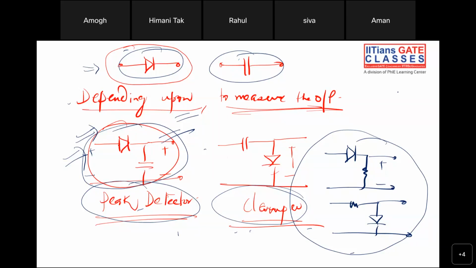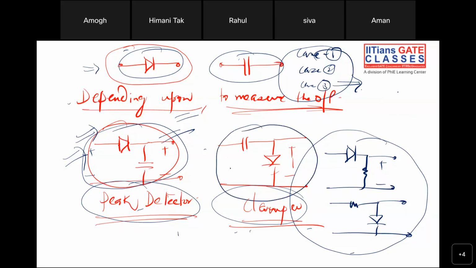Okay, so basically, this is perfect. Case 1, case 2, case 3, this is semester, right? In the semester we write all these things. In IES you have to write all these things, but in GATE you must also know what is the main condition, the important condition associated with this clamper circuit. Can somebody tell me what is the important condition associated with this clamper circuit?